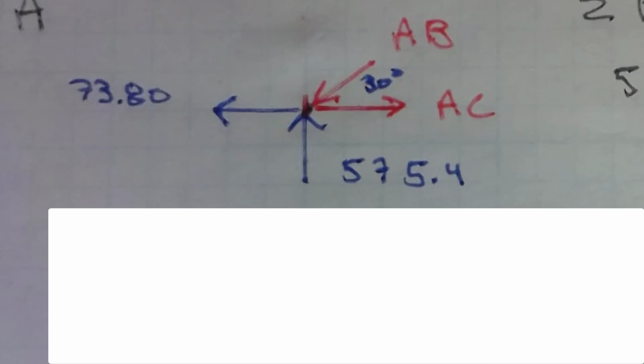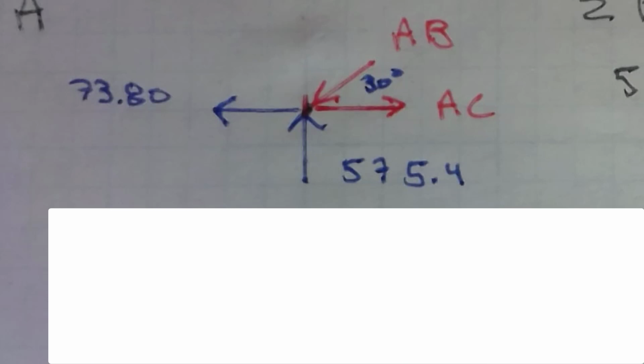Normally we assume it to be in tension. That's what I did for AC. It's in tension. And you can note that yes, it makes sense because I've got 73.8 to the left, so AC has got to be to the right. So when you're drawing a two-force member in tension, it will be away from the point.